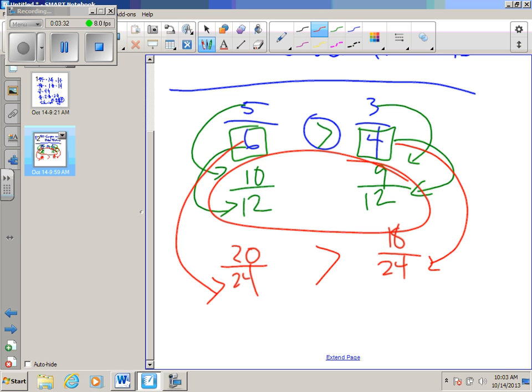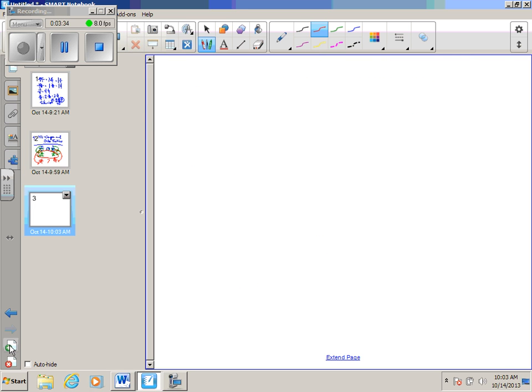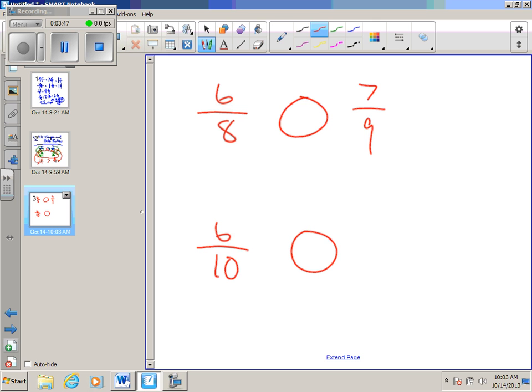So let's try a couple. You want to see one more? You want to get working on trying this. 6/8, how does it compare to a 7/9? And while you're at it, do a 6/10. How does that compare to a 9/15? Give it a shot.